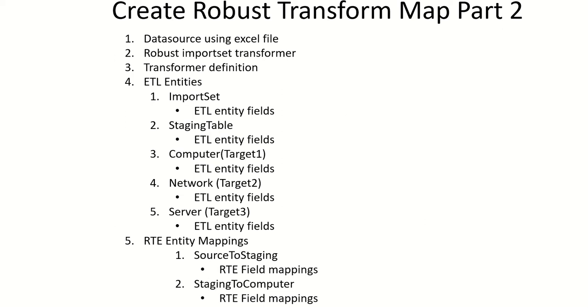Welcome to part 2 video of create robust transform app. In this video we will update the robust transform which we created in the previous video to have a logic where we will push data into three different targets: computer, network and server based on type field.